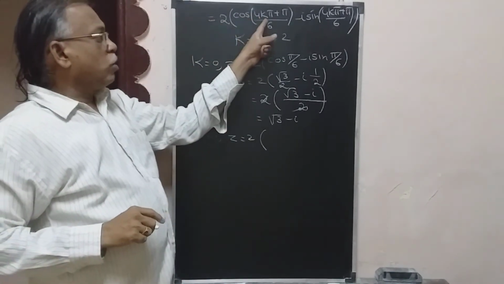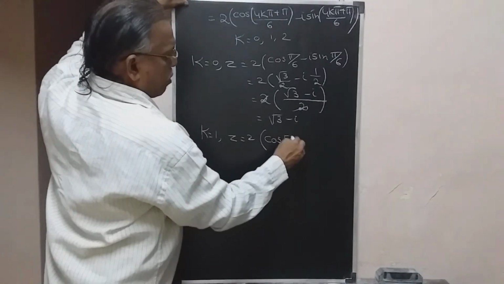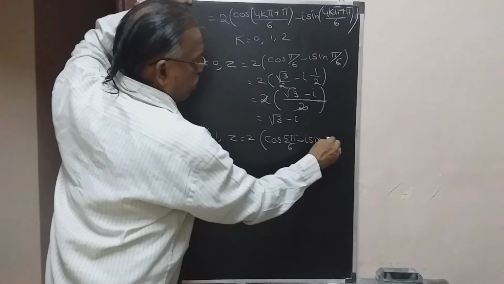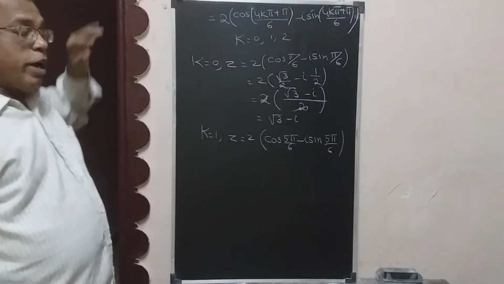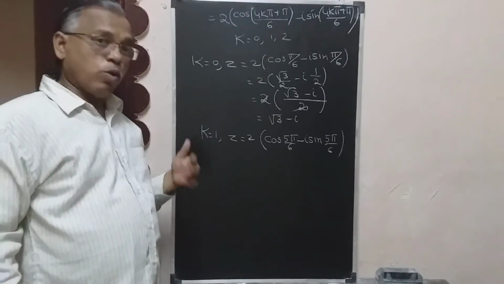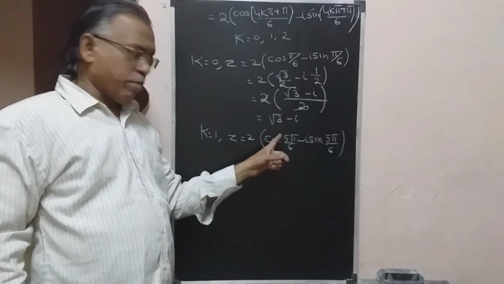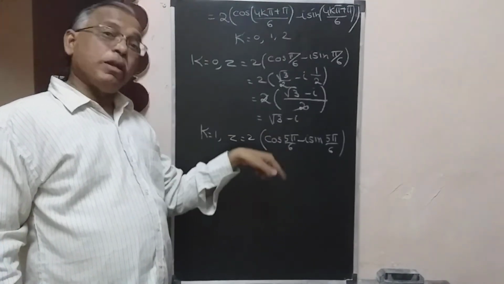4 into 1, 4, 4 pi plus 5, 5 pi by 6. So cos 5 pi by 6 minus I into sin of 5 pi by 6. Same value, no? So 5 pi by 6, how will you convert in the known value? Pi minus pi by 6. See, here the numerator is smaller, so if you subtract, it will come. If it is larger, if you add, it will come.